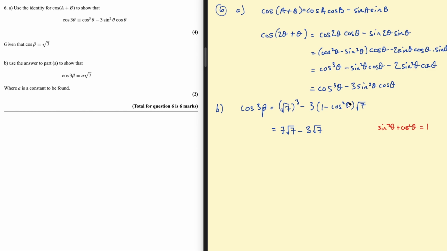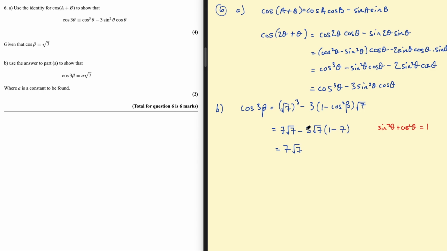And I should have used beta there because we've changed the letter. Cosine beta squared is square root of 7 squared, which is 1 take 7. So then this just becomes negative 6. So then we're going to get 7 root 7.